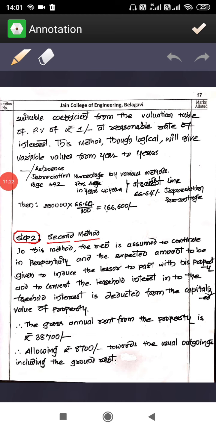Here the suitable value is taken from the valuation table, with a present value of rupees 1 at a reasonable rate of interest. This method, though logical, will give variable values from year to year. For the reference on depreciation, we have to go to the depreciation chapter. If you are referring to the Rangwala book, it is page number 642, which gives the percentage of various methods for different ages in years. We are going to get the straight line 66.6% depreciation for 40 years, that I am going to tell you.